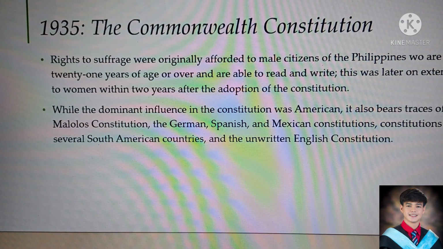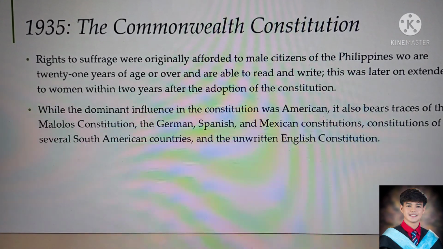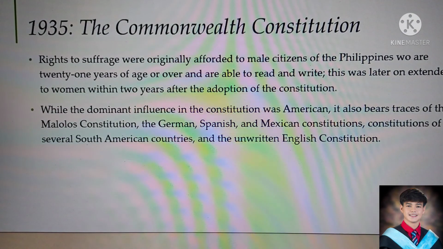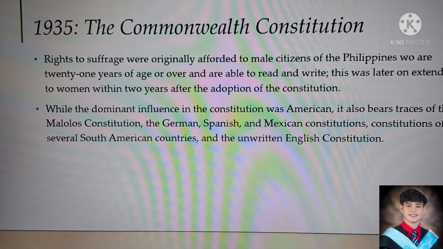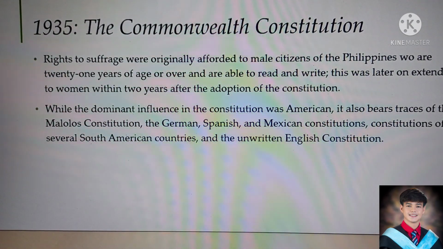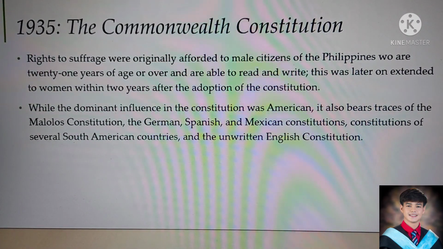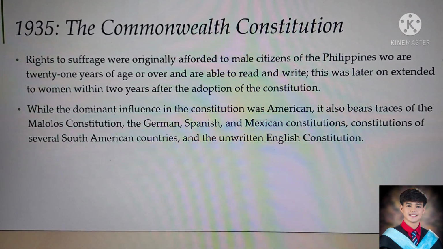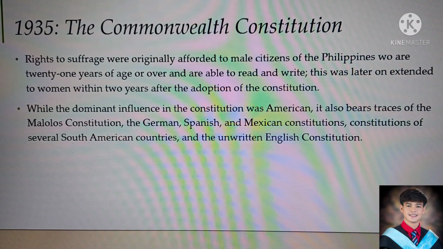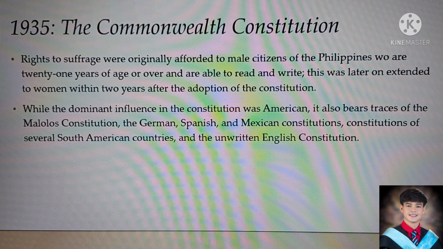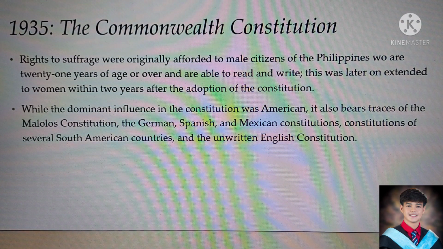It also bears the traces of the Malolos Constitution, the German, Spanish, and Mexican constitutions, those of several South American countries, and the unwritten English constitution. So, nagkaroon na naman ng iba't ibang adoption ng mga charters or mga tinatawag nating mga batas mula sa iba't ibang bansa or constitution ng bansa. So, meron galing sa constitution, namana sa Malolos, tapos meron ding from the German, Spanish, Mexican, etc., na lahat sila ay pinanggalingan ng constitutions. Pero the dominant constitution, of course, the American, sila yung namuno sa atin eh.